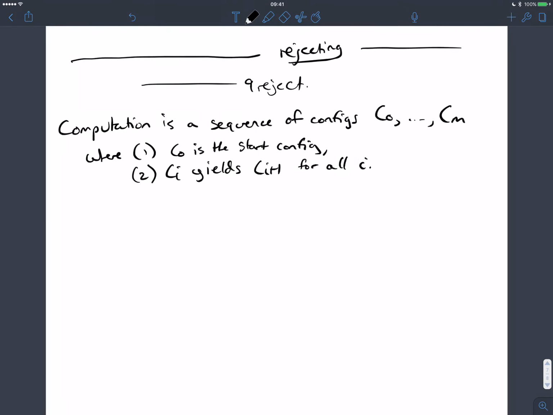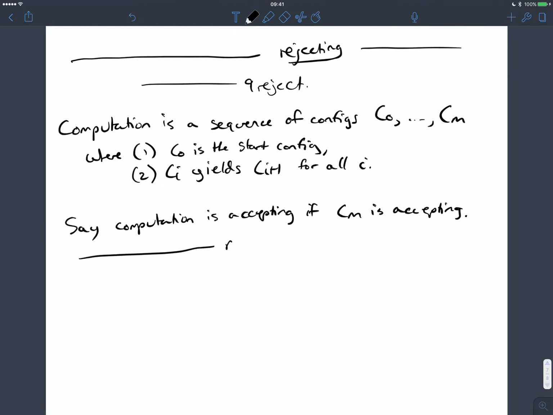Okay? So we say a computation is accepting if CM is accepting, and we say it's a rejecting computation if CM is rejecting. In other words, if you went through the entire machine and you ended up at QAccept, we say that we accept that input. And if you ended up at QReject, we reject that input.